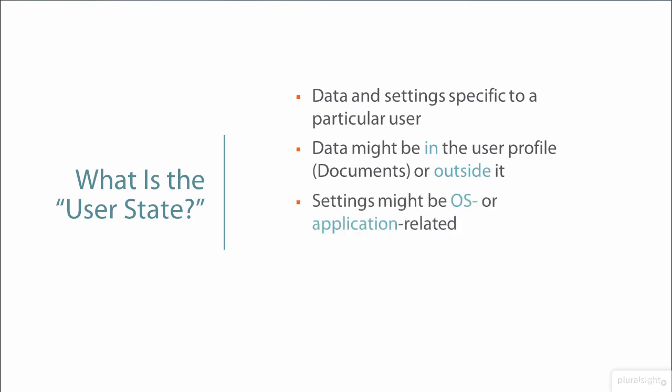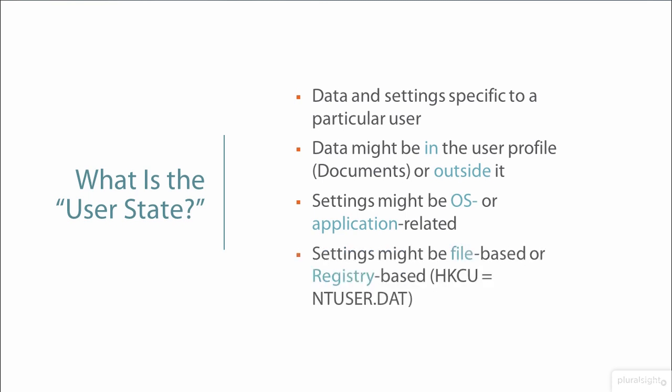The user's settings might be specific to the operating system, such as desktop background, or specific to particular applications, such as the user's word processor, and again, these settings can live in different places. User settings might be contained in files, such as the old but still kicking INI suffix, or registry settings in the registry's HKEY_CURRENT_USER or HKCU branch, corresponding to the file ntuser.dat on the disk, which you can see in the user's top-level profile folder if you enable the viewing of hidden and system files in File Explorer.